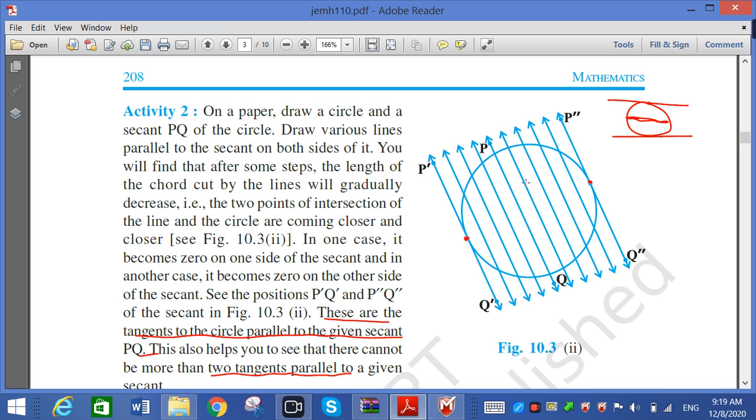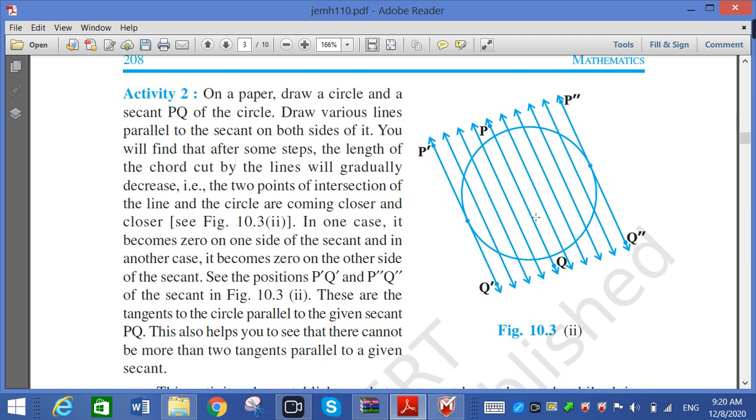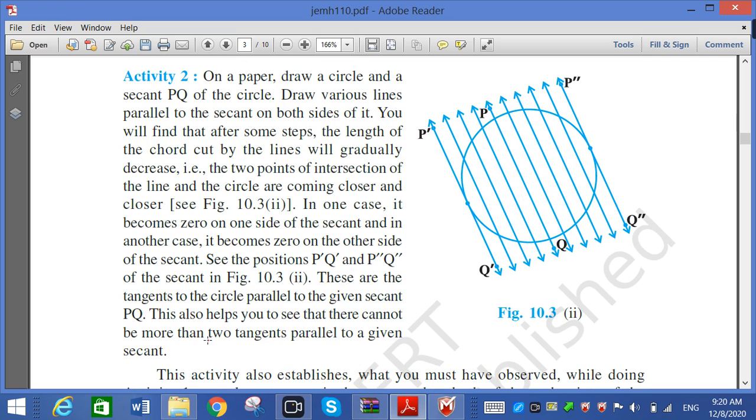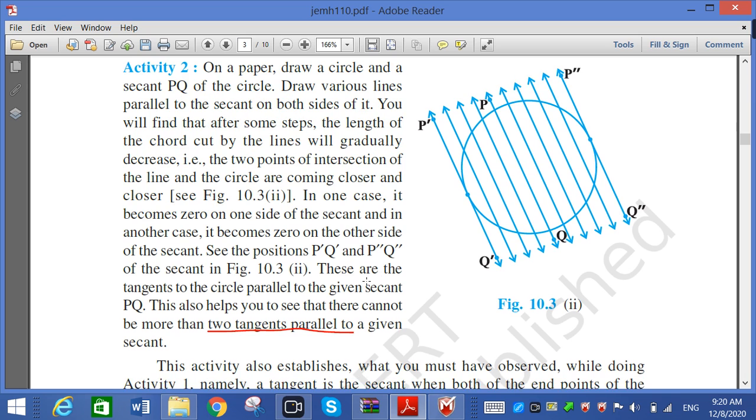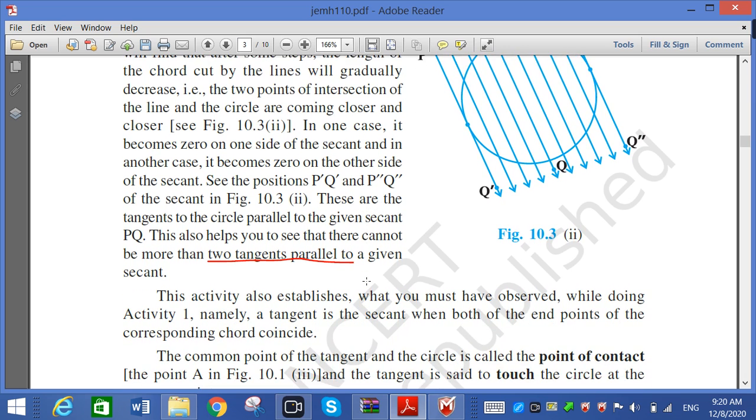So how many tangents can we draw parallel to a diameter? Maximum two tangents are parallel to the secant. So these two are parallel. If I say here it is a diameter of a circle, and we have to make a point. So always remember, at most two tangents are parallel to the given diameter of the circle.